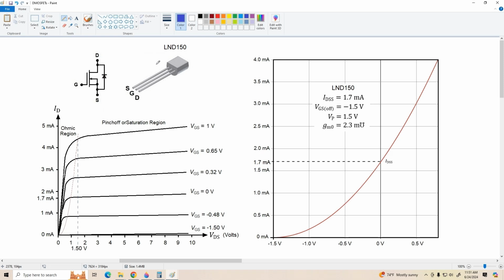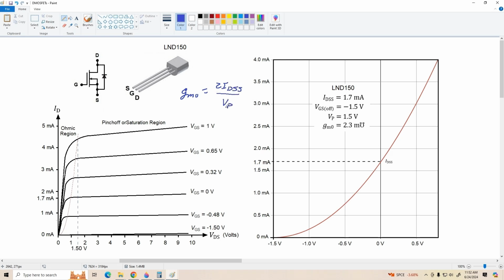And I sat down in the lab, took a bunch of measurements, and these are the curves that I came up with that represent the typical device. It's got an IDSS of about 1.7 milliamps. VGS off is negative 1.5 volts, VP is positive 1.5 volts, and GMO is about 2.3 millimhos. And remember, for a depletion mode device, GMO is equal to 2 IDSS over VP.